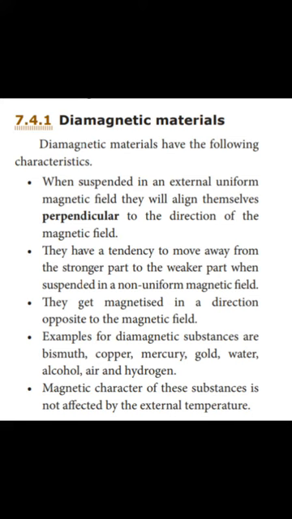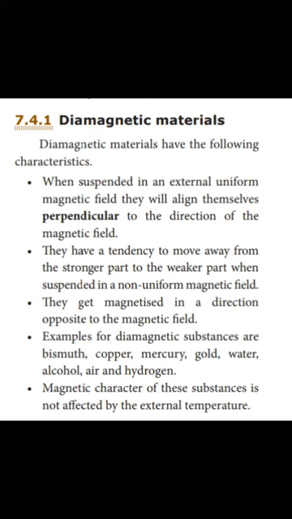When we suspend the diamagnetic materials in an external uniform magnetic field, they will align themselves perpendicular to the direction of the magnetic field. This is the first characteristic of diamagnetic material. Second one, when we suspend the diamagnetic material in a non-uniform magnetic field, they will move away from the stronger part to the weaker part. Third one, diamagnetic materials get magnetized in a direction opposite to the direction of the magnetic field.